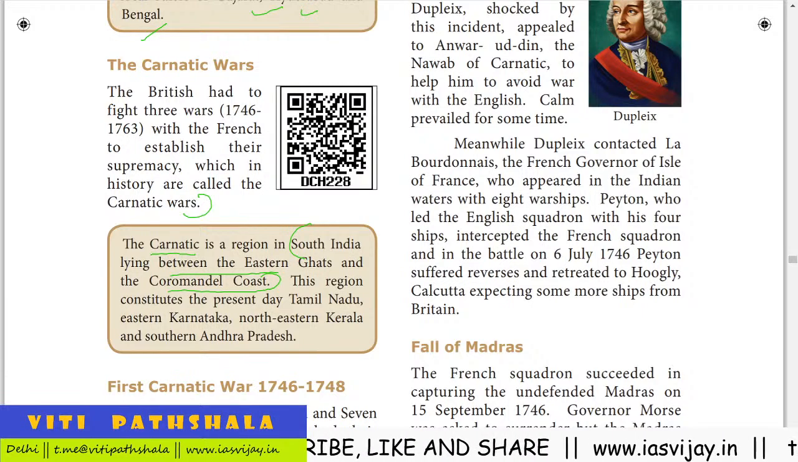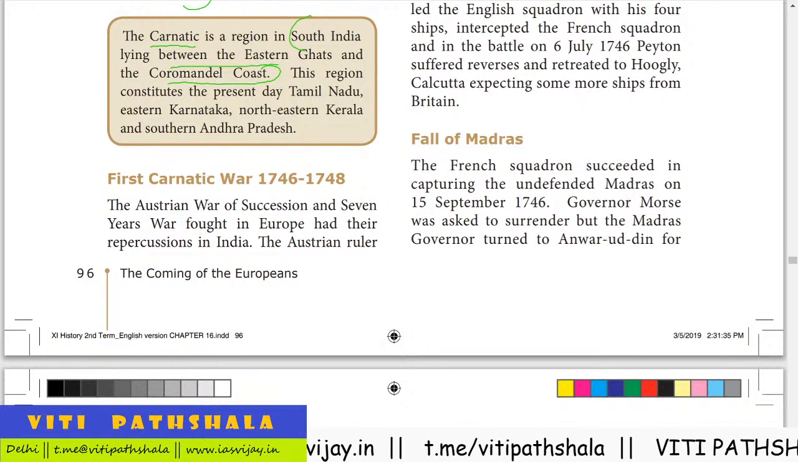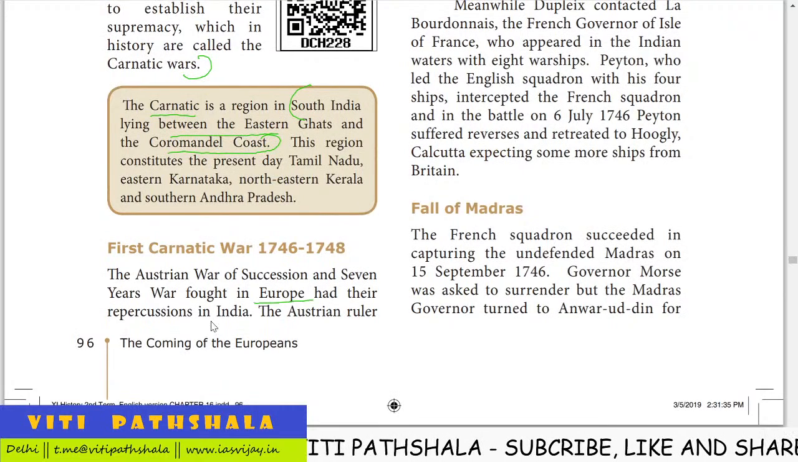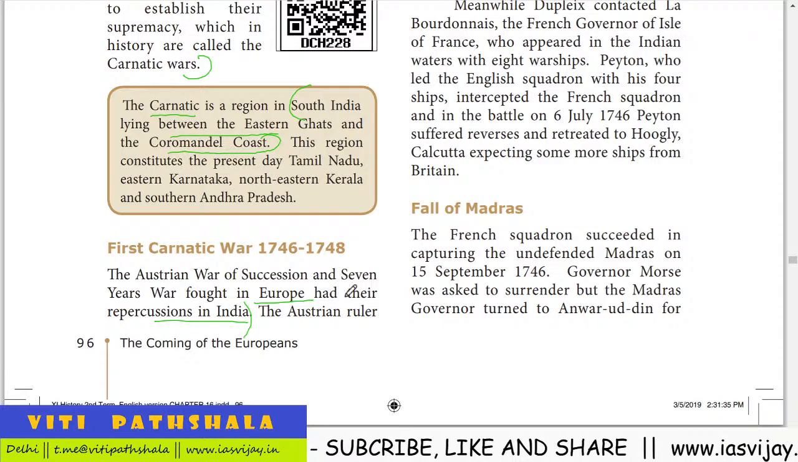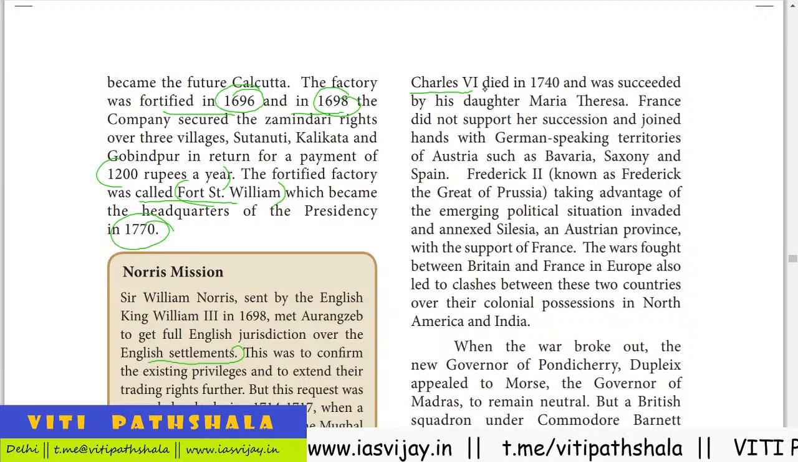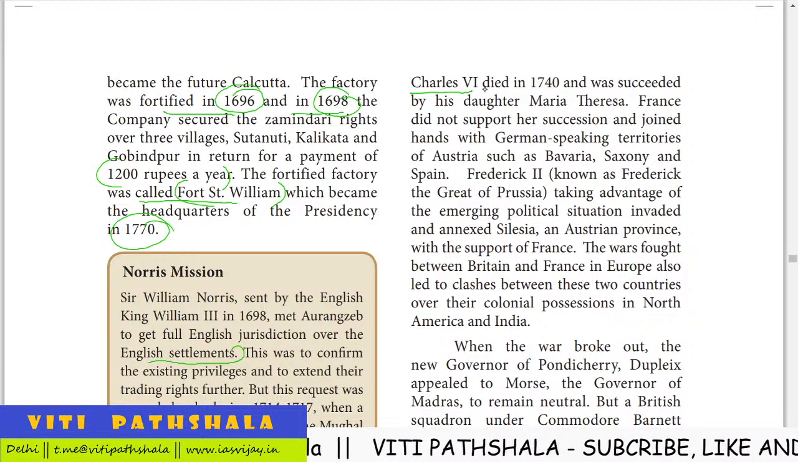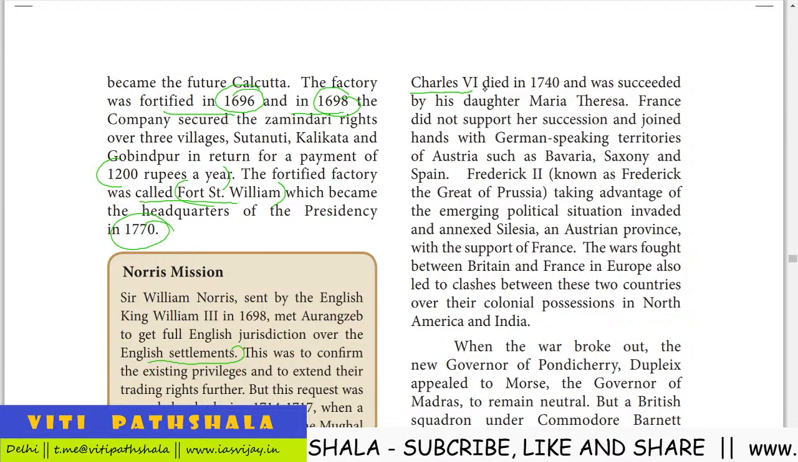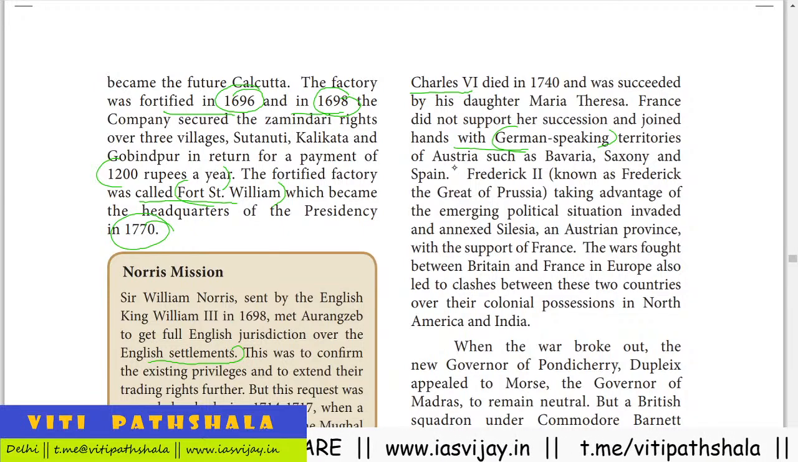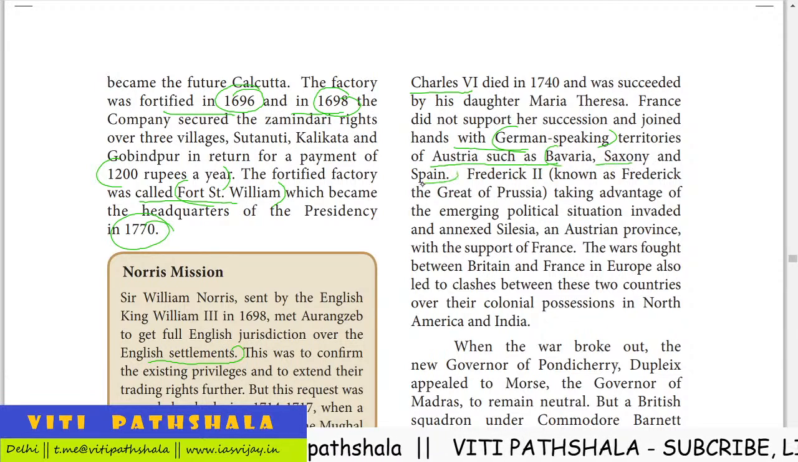The First Carnatic War, 1746 to 1748. The War of the Austrian Succession and the Seven Years' War fought in Europe had their repercussions in India also. The Austrian ruler, Charles VI, died in 1740 and was succeeded by his daughter Maria Theresa. France did not support her succession and joined hands with German-speaking territories such as Bavaria, Saxony and Spain.